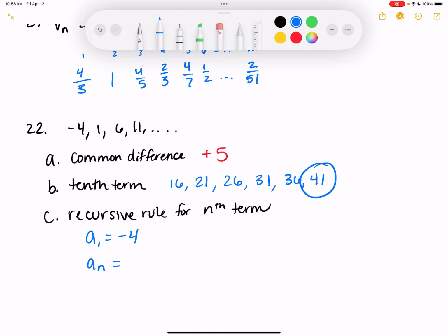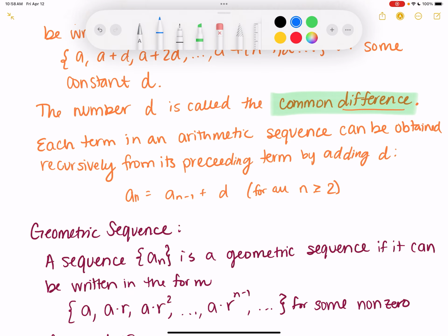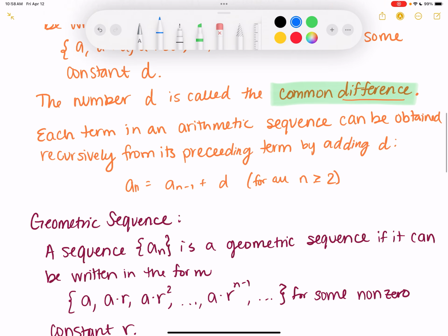So it's the definition that we had up here, like this. So a sub n is equal to what? This just represents the term. So this is saying the previous term plus the common difference. So what would ours be? So -4 plus... this is generic. a sub n minus 1 plus 5. Okay. Yep.